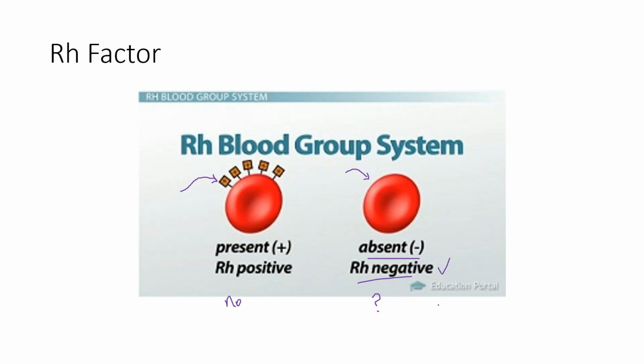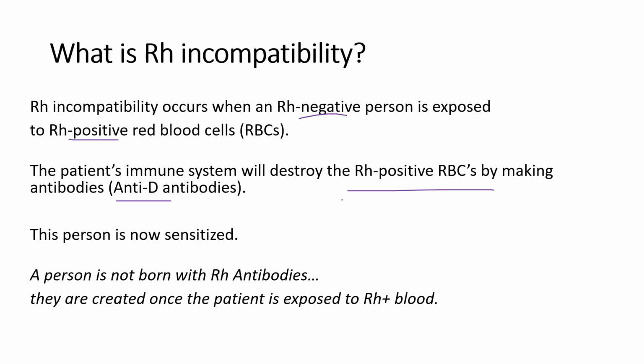They're only going to make those antibodies if they've been exposed to the Rh antigen. So if an Rh negative person receives Rh positive blood, that's when they'll start making the antibodies. When we're talking about Rh incompatibility, once that Rh negative person is exposed to that Rh positive blood, the person is now sensitized. You're not born with those Rh antibodies. They are created after first exposure to that Rh positive antigen.